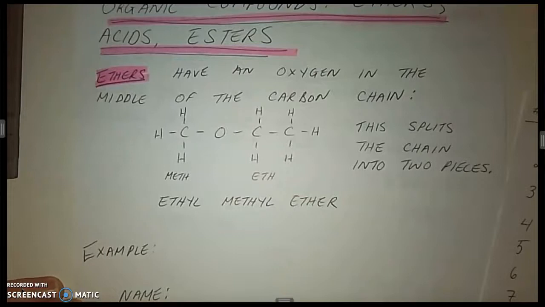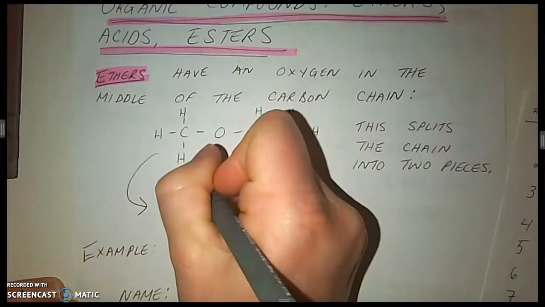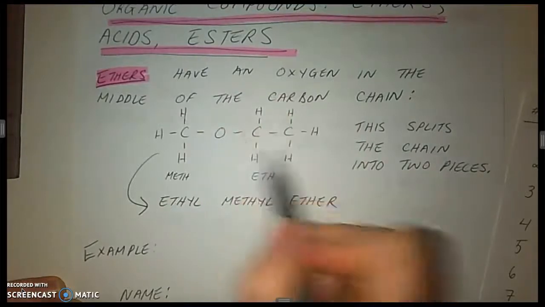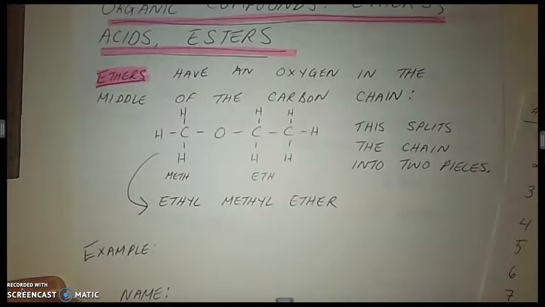There's other ways you might encounter if you were to look into this on YouTube or something to name this, but we're going to stick with this relatively simple method here. Okay, so this is ethyl methyl ether because we've got a meth part of our chain and we've got an eth part of our chain. And we have to list those two pieces alphabetically.